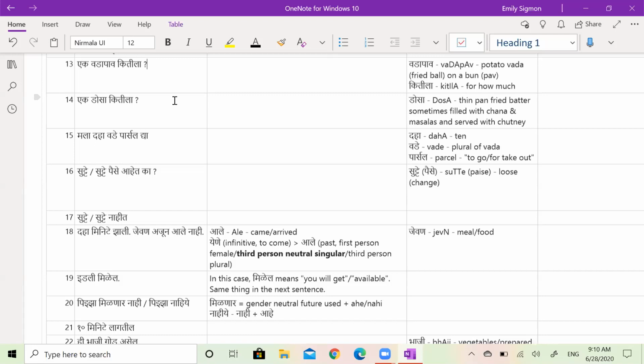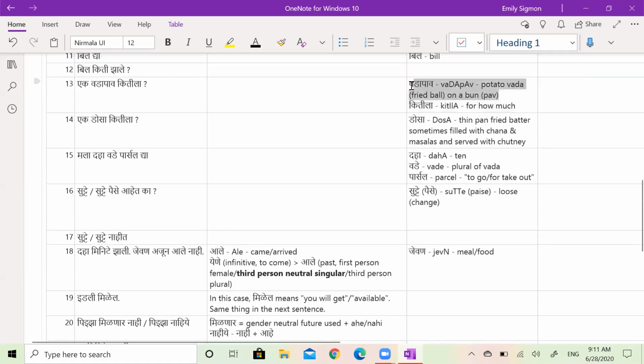In Pune and Mumbai, it's a very famous snack. Street snack. It's a very famous snack item. Spicy and quick on the go. You can quickly have a vadapa on the go. She has also explained it: potato vada, a fried ball on a bun.